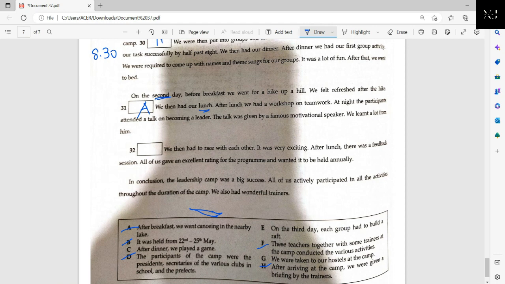Okay, so let us continue. Question 32, we then had to race with each other. So it was very exciting. After lunch, there was a feedback session. Okay, so obviously the answer for question 32 is E.